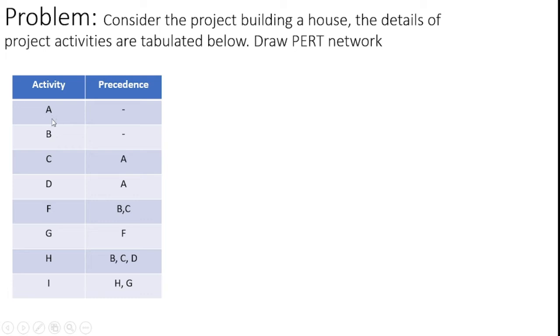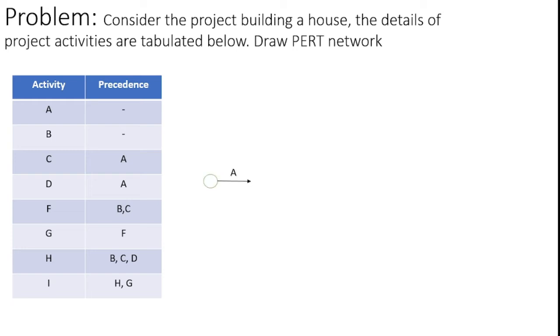Here you see A is available; A's precedence is nil, B's precedence is also nil. After that, C activity has its own precedence, which is A, D activity has precedence A, and F activity has precedence B, C. G activity has precedence of F, and H activity has precedence of B, C, D, and I activity has the precedence of H, G. Now, how can we draw the PERT network according to this given project?